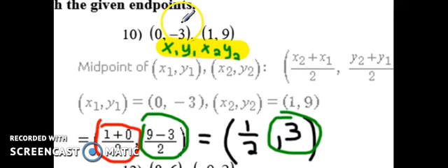In number 10, notice I have a negative here. So instead of adding, I really went plus negative 3, which is the same as subtracting.